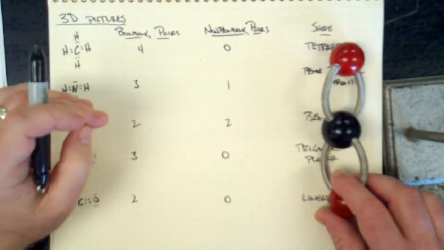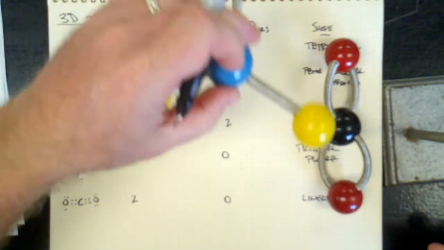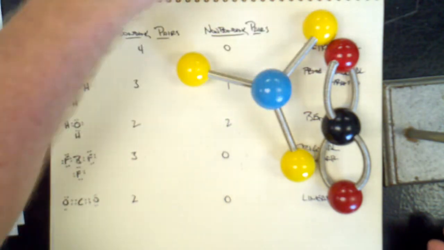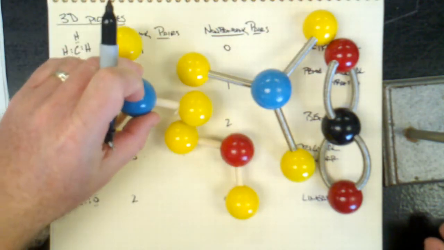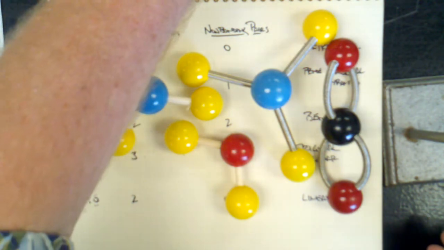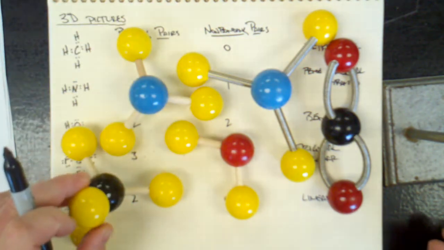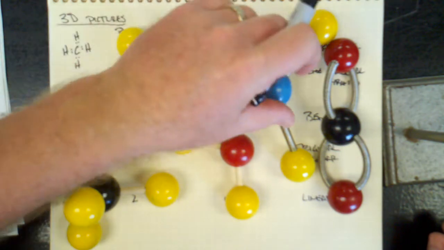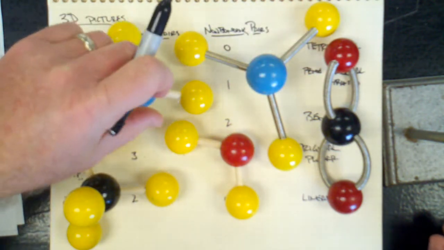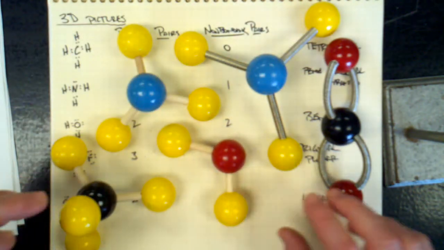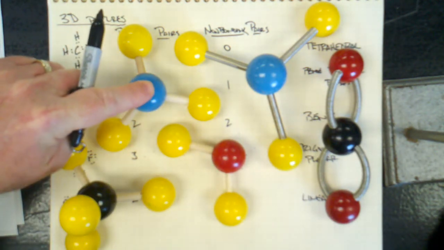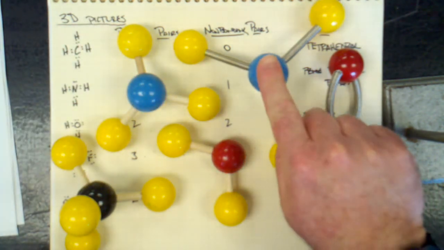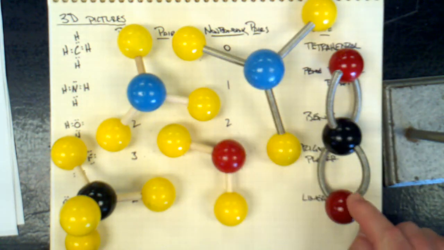So, linear, trigonal planar, bent, trigonal pyramid, and tetrahedron. So, those are 5 shapes of molecules that you ought to know. Tetrahedral, trigonal pyramid, bent, trigonal planar, and linear.